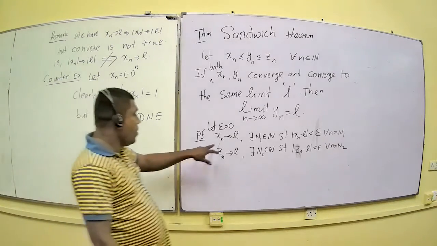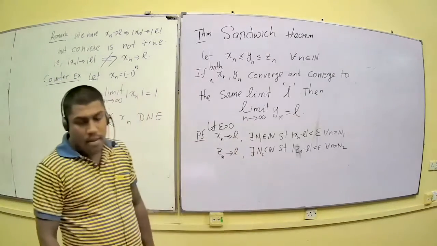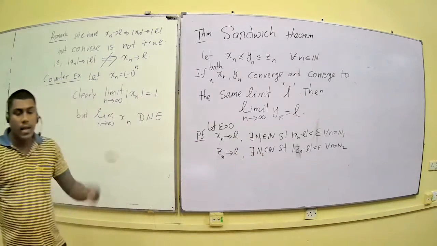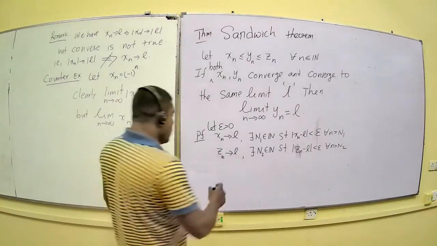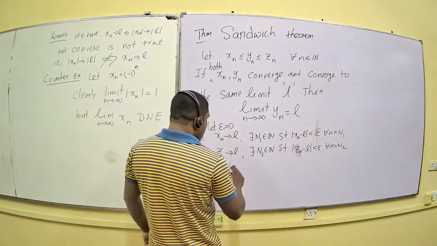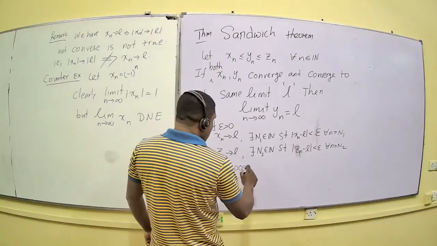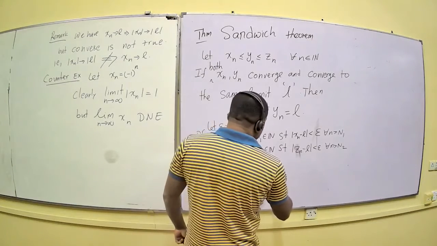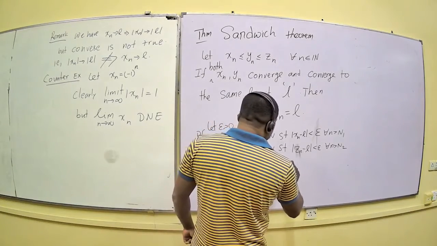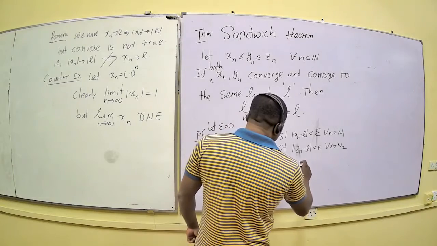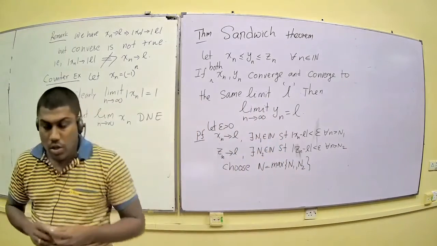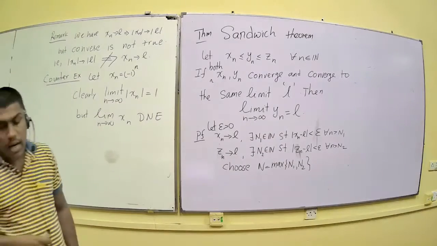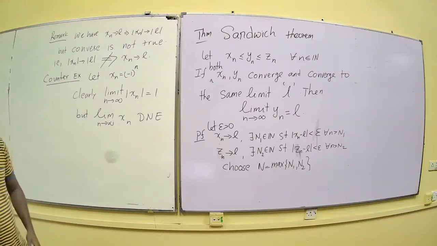Okay, so this is what you have. Now you have two thresholds, n1 and n2, so you have to combine both of them. The idea is always to go for the maximum of n1 and n2, right?